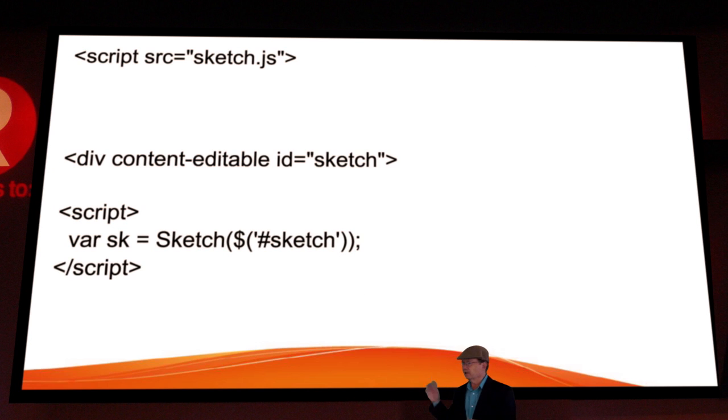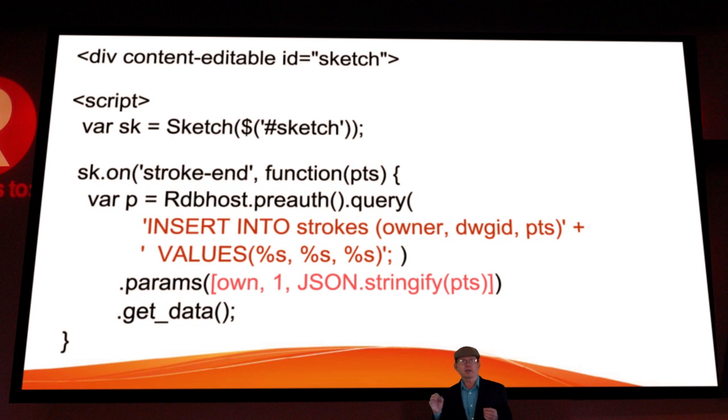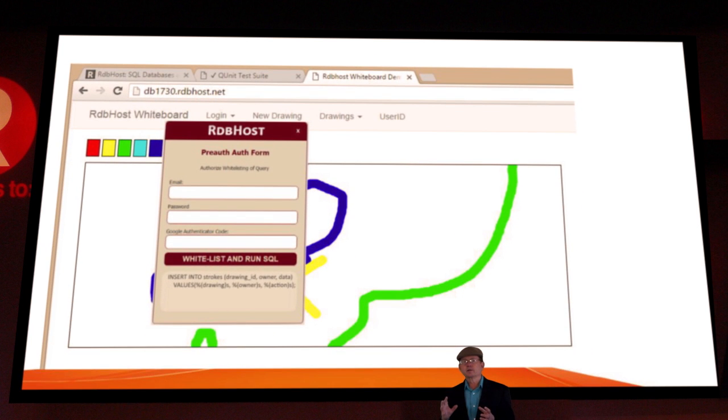This code, this next slide, waits for the stroke end event, which is emitted at the end of each drawing stroke. This submits the SQL with the data to the server to be run on the server. Okay, so we enter this, we test it, and we see a dialog box. We're sending SQL from the client to the server to be executed on the server.